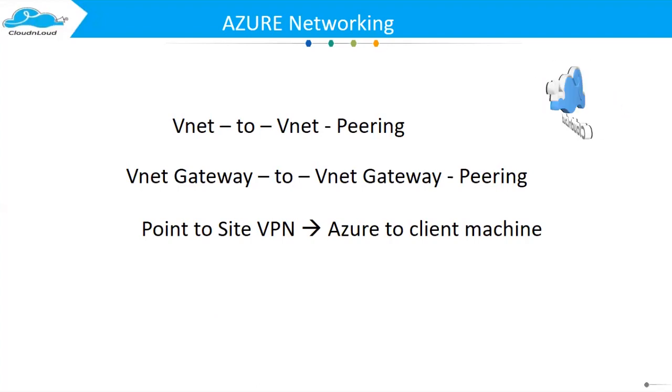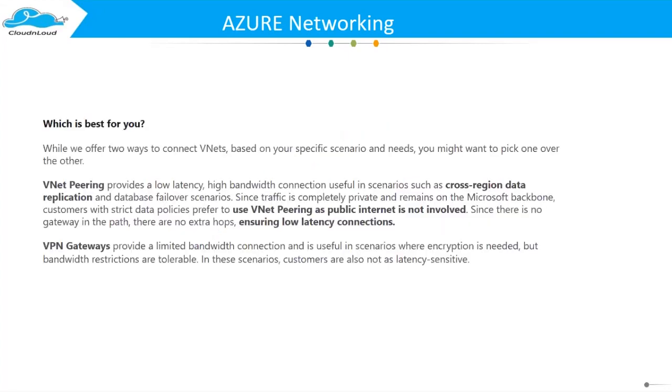So in Azure networking, we need to look at VNet to VNet pairing, VNet gateway to VNet gateway pairing, and point-to-site VPN to Azure client. So basically, we are going to see with hands-on what scenarios we need for each networking type.